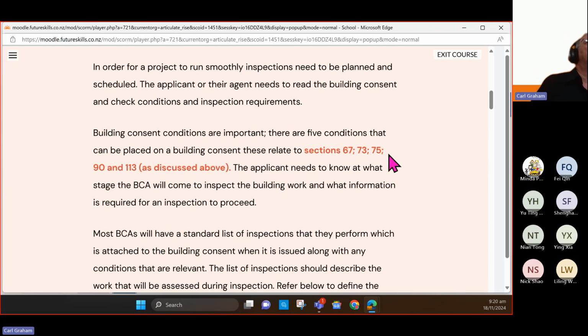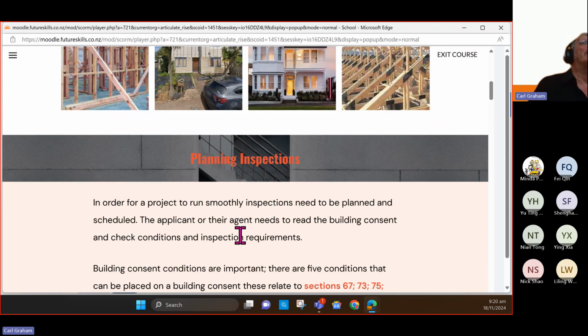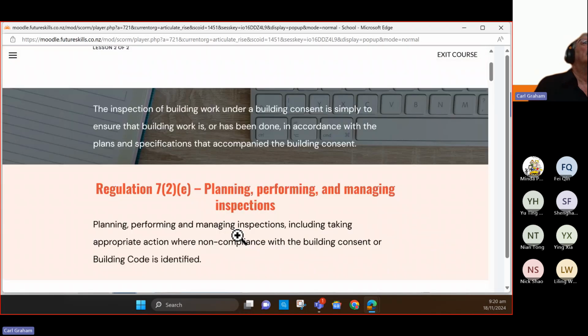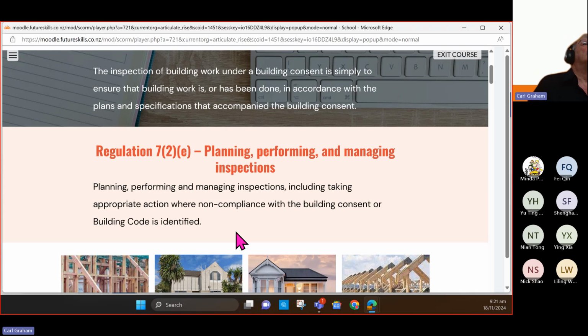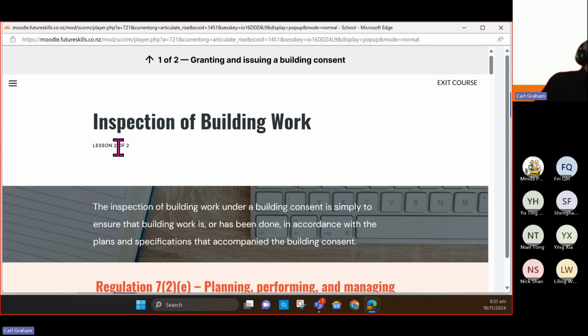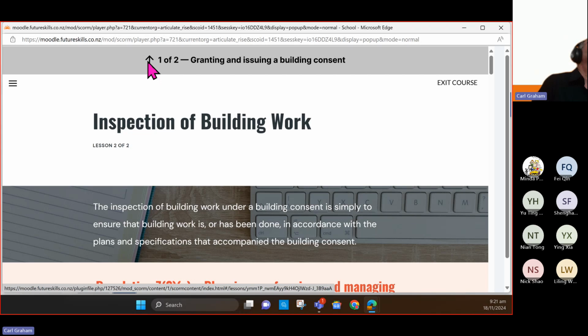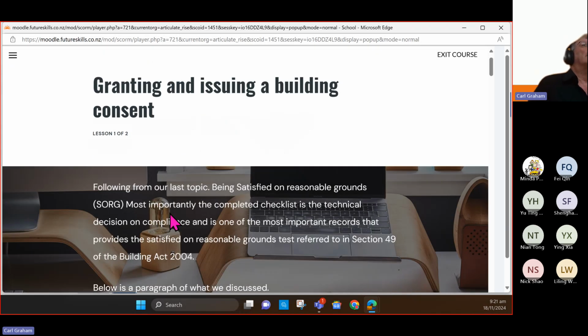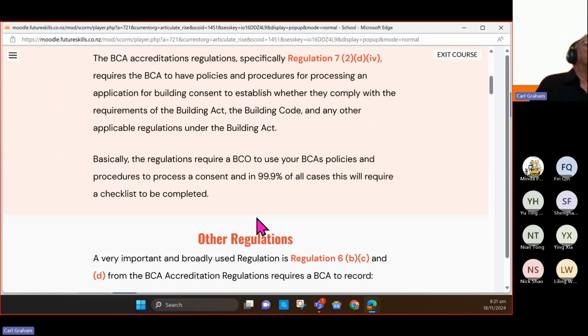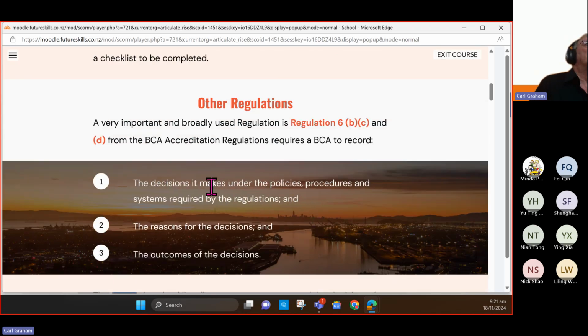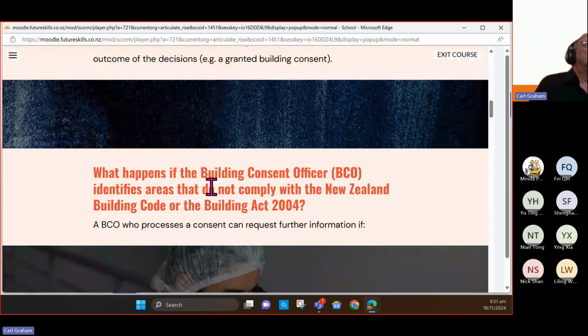So sections 67, 73, 75, 90, and 113. And I mentioned as discussed above. I don't know what that means. I haven't discussed it. Oh, it might be lesson 2 of 2. So granting a consent, right? These sections here, this is the processing one. And there's the regulations which we discussed.